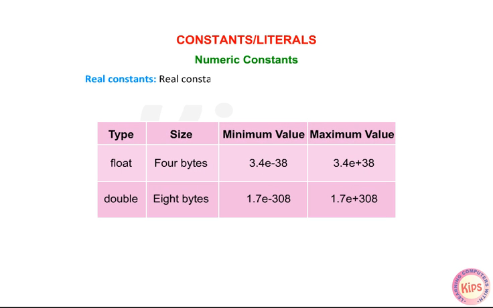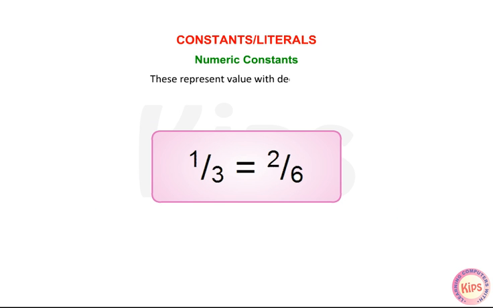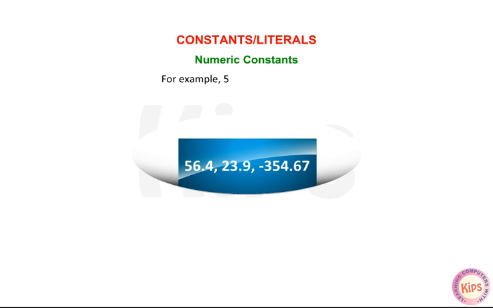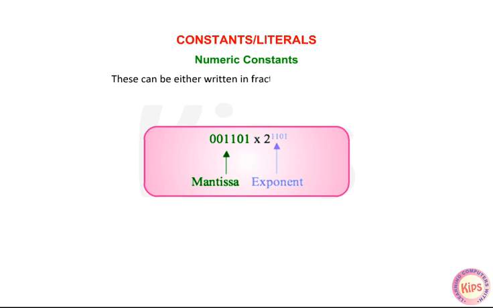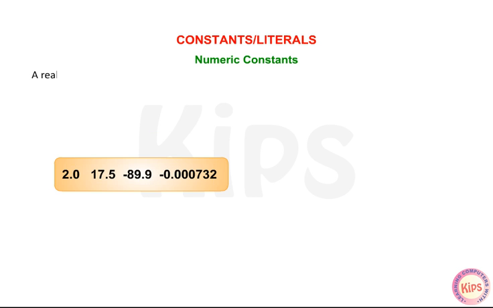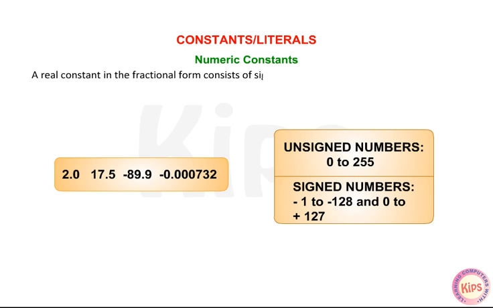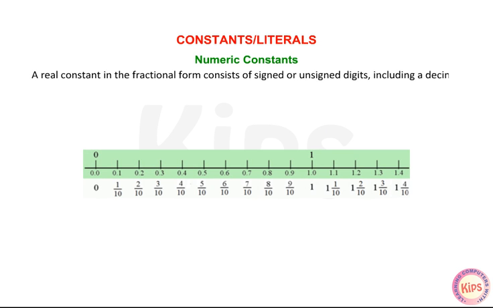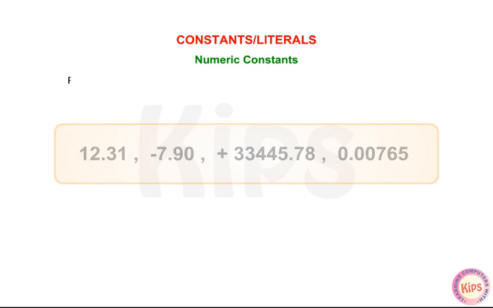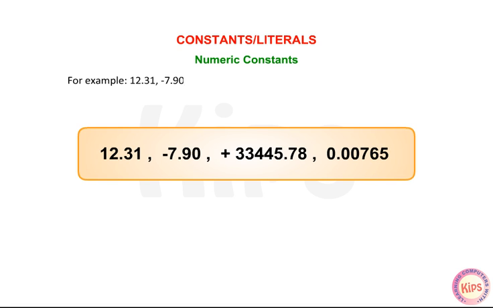Real constants. Real constants are also called floating point constants. These represent values with a decimal point. For example, 56.4, 23.9, -354.67, etc. These can either be written in fractional or exponent form. A real constant in the fractional form consists of signed or unsigned digits, including a decimal point between digits. For example, 12.31, -7.90, +334.4578, 0.00765 are some valid real constants.